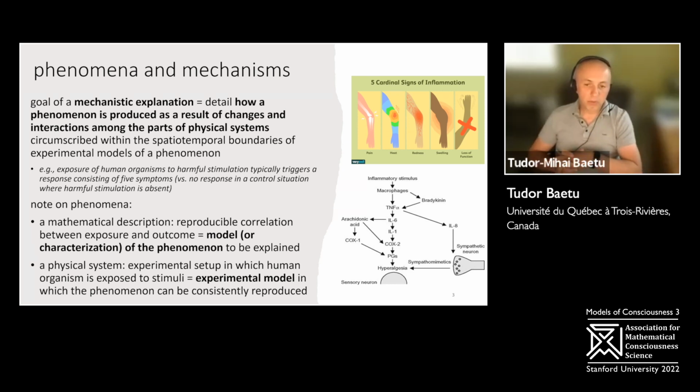Okay, so a quick note on how the phenomenon is characterized. There are 2 elements to it. There is a mathematical description, which might be implicit or explicit, and in this case is a reproducible correlation between exposure and outcome. So this is the characterization of the phenomenon to be explained. What we are trying to explain is why, or rather how, the response is produced after the stimulation. And paired to this mathematical description or characterization of the phenomenon, a physical system is also specified. So this would be the experimental setup in which the human organism is exposed to stimuli. So this is the experimental model of the phenomenon. So I have the characterization of the phenomenon, the model of the phenomenon, and the experimental model of the phenomenon, which is basically the experimental setup in the context of which the phenomenon can be replicated, reproduced.